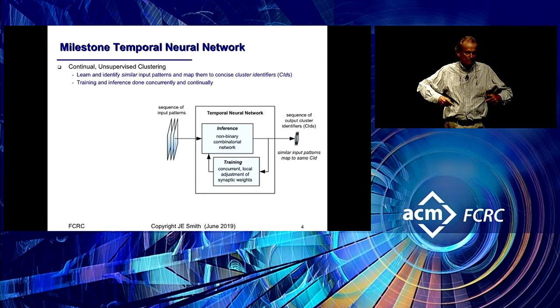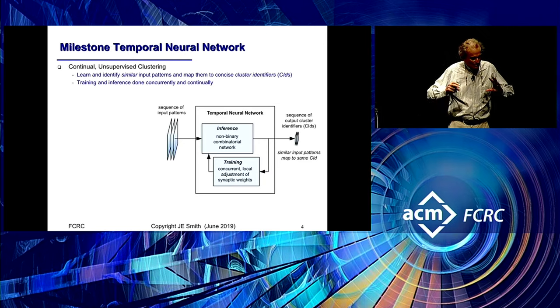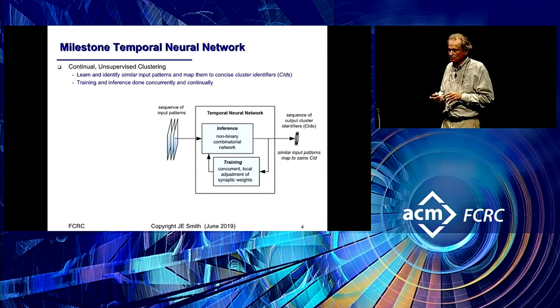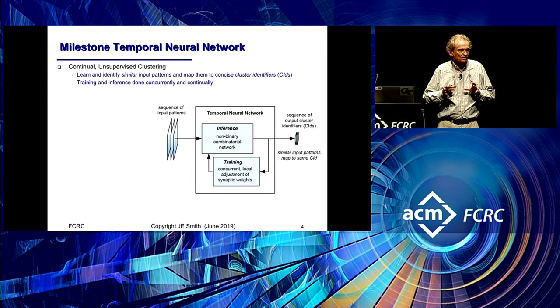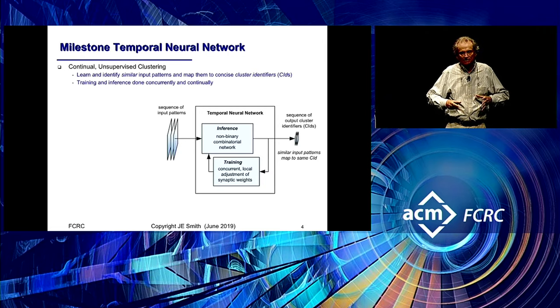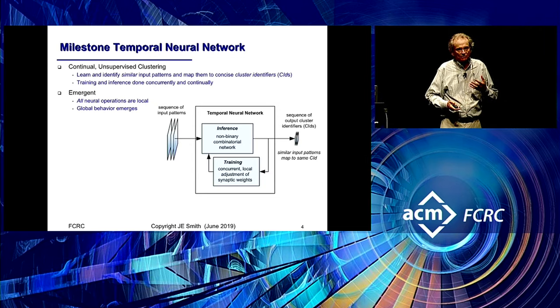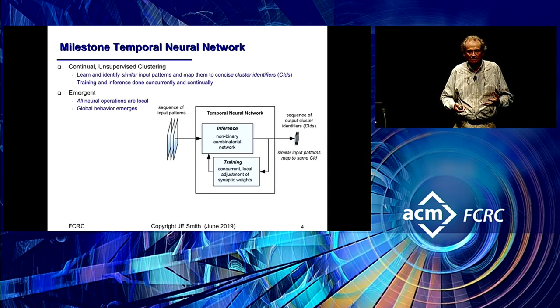identifier, but then you also feed the output back around, combine it with the input pattern, and you adjust synaptic weights to either further refine the clusters you've got, or if the patterns should change at a sort of a macro level, to adjust for that. And so maybe the clustering changes dynamically over time. It's going to be emergent. All the neural operations are local, and somehow global behavior emerges.